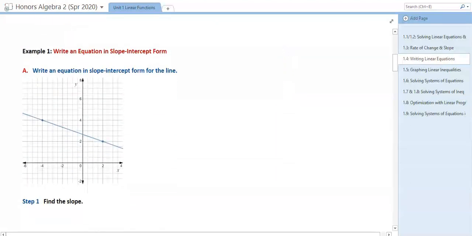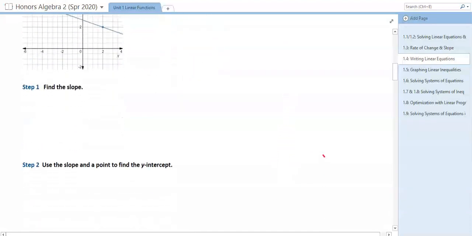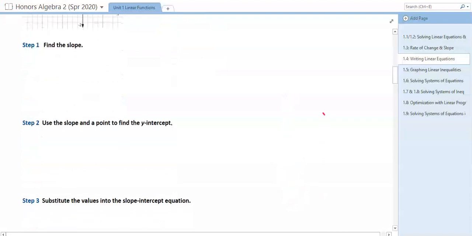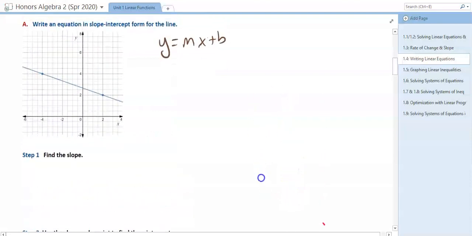And so looking at this graph here in example 1, write an equation in slope-intercept form for the line. So y equals mx plus b. And you'll see the steps I've listed below. Find the slope, use the slope and a point to find the y-intercept, and substitute the values in. We're going to talk about point-slope form in a second, and I would recommend using that if we don't have a nice, easy y-intercept. But we are going to go through these steps here.